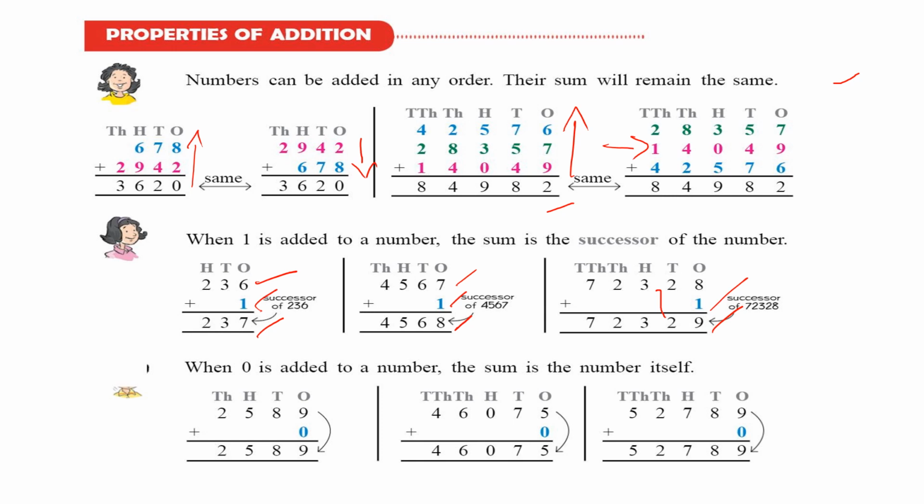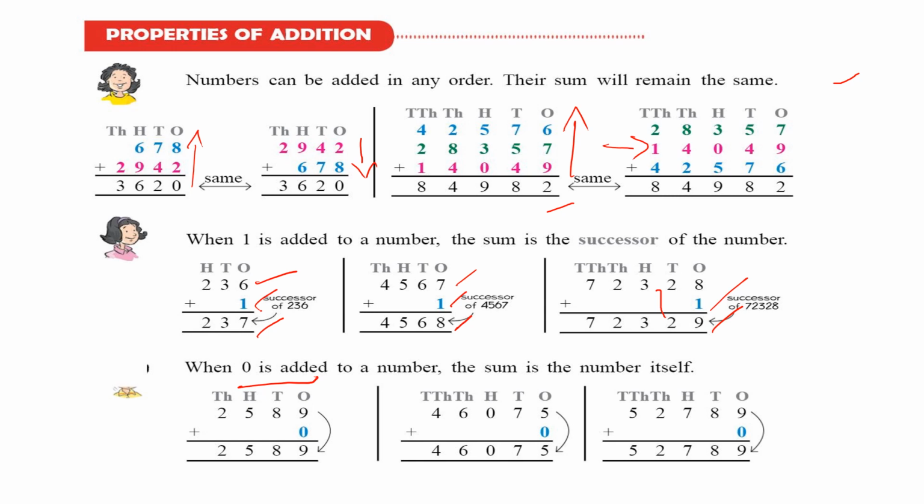The next one is when 0 is added to a number. When 0 is added to a number, the sum is the number itself. Yes, when 0 is added to any number, we get the same number as the answer, right? 9 plus 0 is 9. 8 plus 0 is 8. 1 plus 0 is 1. Any number added with 0 is the same number.